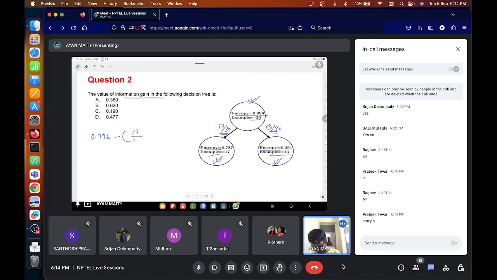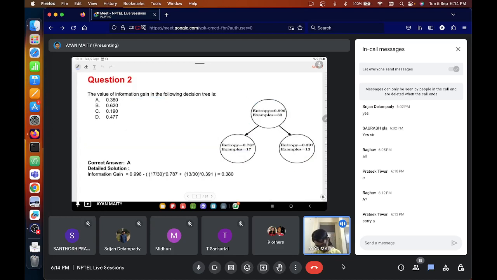17 by 30 into the entropy given here for this partition, which is 0.787, plus 13 by 30, which is the weight for the right partition, and the entropy of the right partition is given here, which is 0.391. So this is the information gain. This is how you have to calculate information gain, and if you calculate this, it would be option A, 0.380.